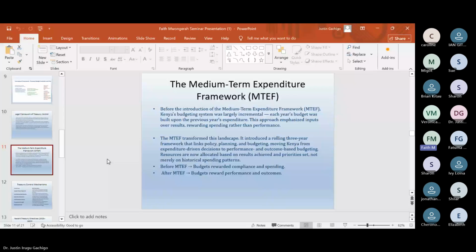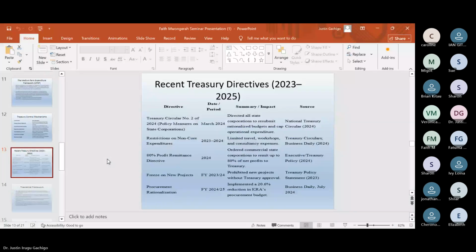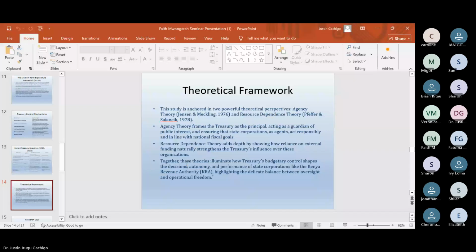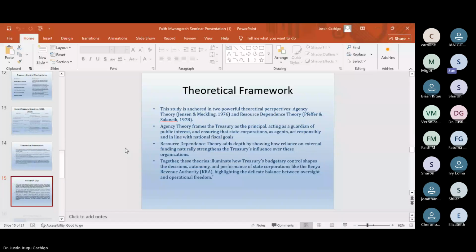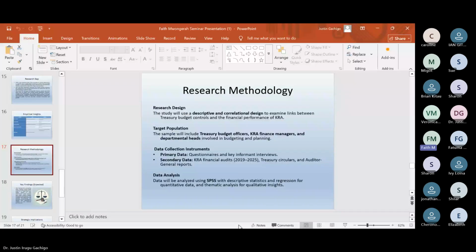Mwalimu, because of time, should I go talk about MTEF? Let us go to the methodology, chapter 3. Okay. It's in, I think, slide 17.